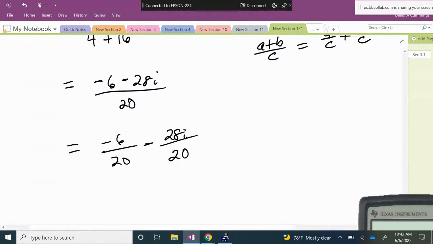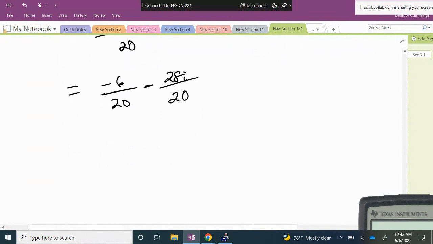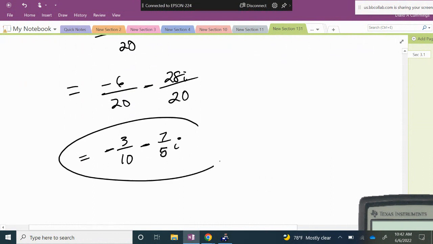Right. So negative 6 over 20 reduces down to negative 3/10 minus 28 over 20. We can reduce both of those by 4, so we have minus 7/5 i. All right, so we're going to try this with the calculator.